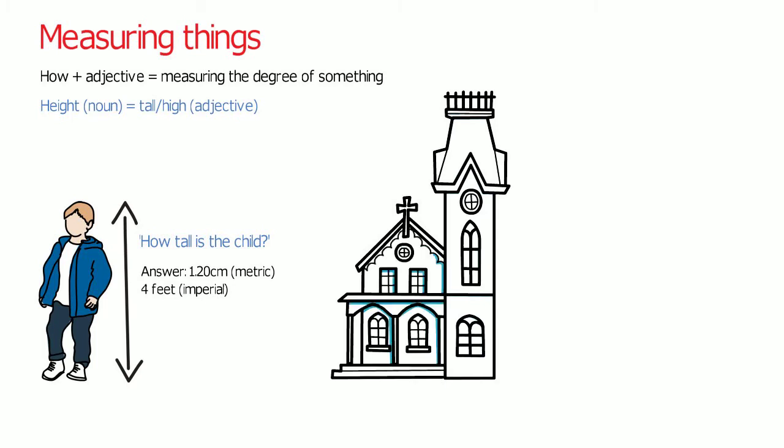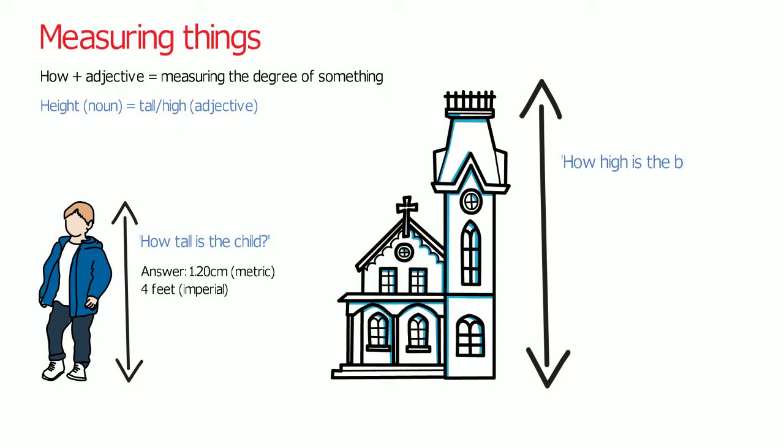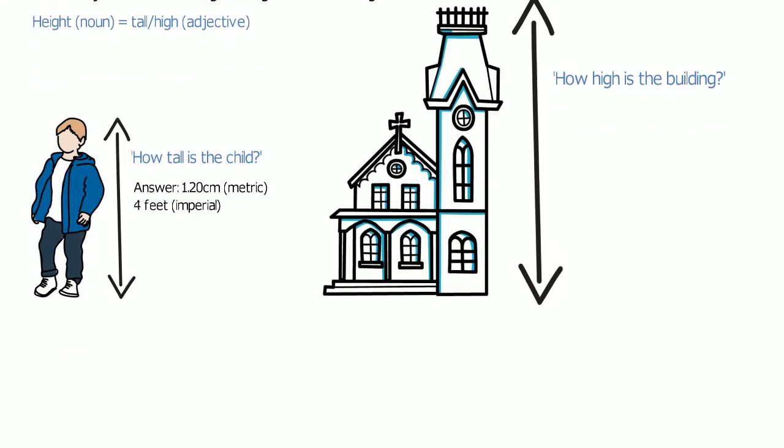What is the question for a building? Correct. How high is a building? What is the adjective for the noun distance? Correct. Far. And so what is the question for the distance between London and Cambridge? Right, it's how far is London from Cambridge? How many kilometers or miles is it from London to Cambridge is of course possible, but it is not common.